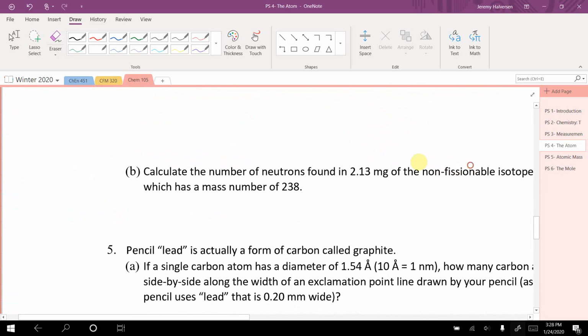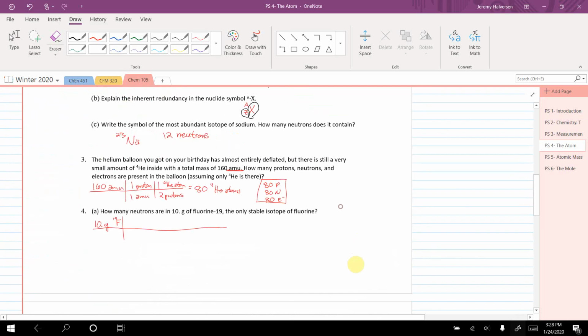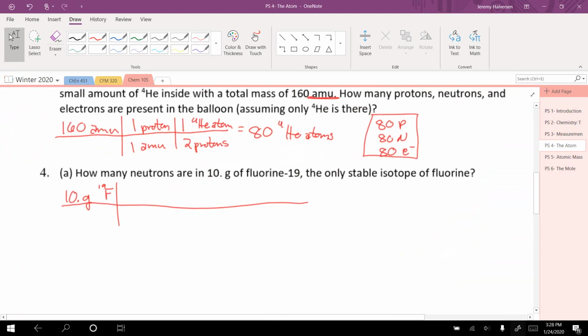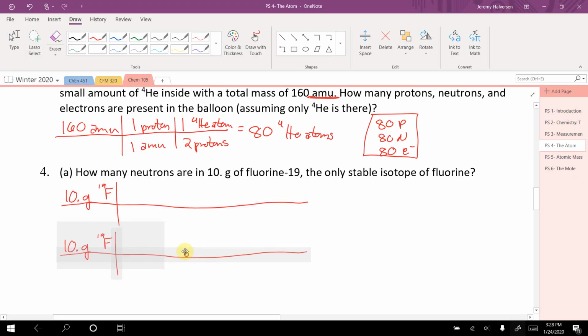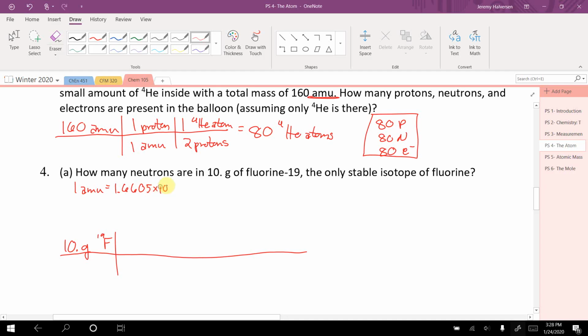What you need to know, do they tell you here? No, they don't. So what you would need to know to answer this question is that 1 AMU equals 1.6605 times 10 to the negative 24 grams. Because then what I can do is I can say I know that 1 AMU equals 1.6605 times 10 to the negative 24 grams.